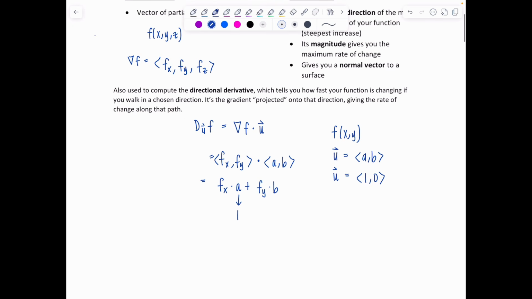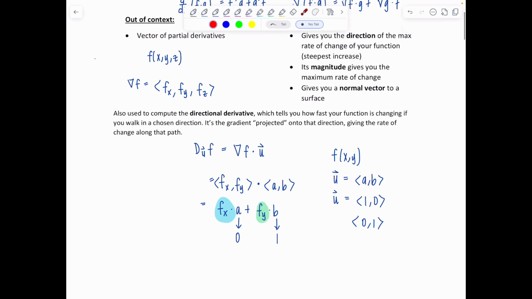Which means a would be 1, b would be 0, and you would be left with solely the partial derivative of f with respect to x. That should make sense. If our unit vector was in the direction of the y-axis, its components would be 0, 1, and then we would get the partial derivative with respect to y solely, because these would be swapped. This would be 0, this would be 1. And then if it's any mix in between these two extremes, then you have a little bit of partial with respect to x, a little bit of partial with respect to y, and you obtain your directional derivative.